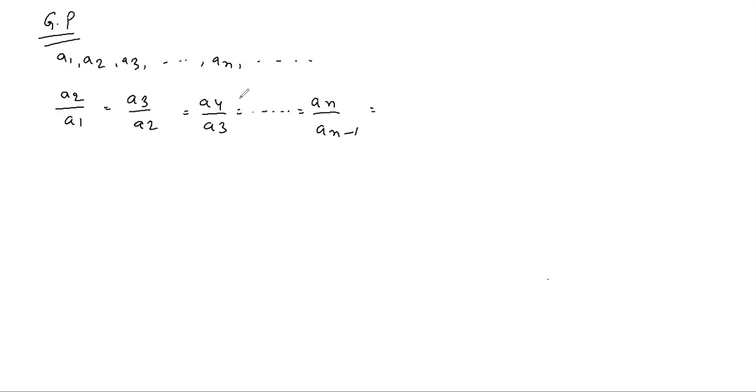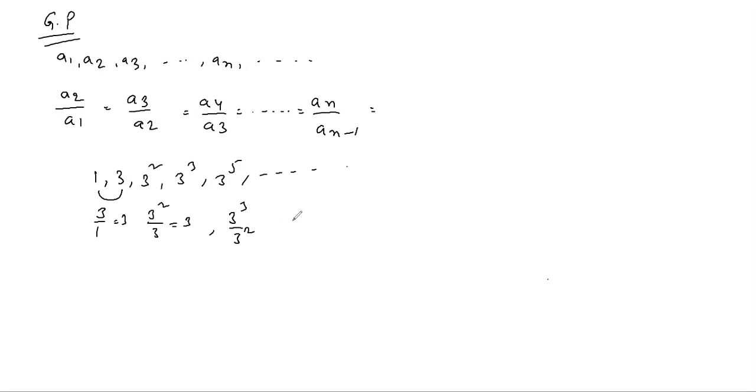Then we say that the sequence is said to be in geometric progression. For example, if you take 1, 3, 3 square, 3 power 3, 3 power 5, and so on, suppose we take the consecutive ratios: 3 by 1 is 3, 3 square by 3 is 3, 3 cube by 3 square is 3. So this is a geometric progression. Consecutive ratios are the same, so we say that it is in GP. We take the ratio as the common ratio, and it is denoted by a small r.